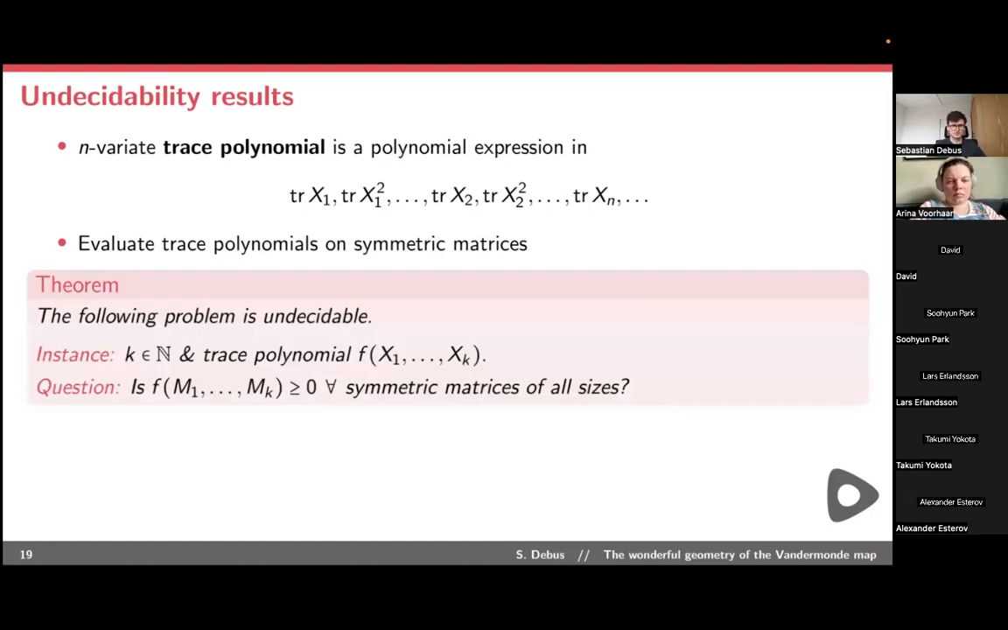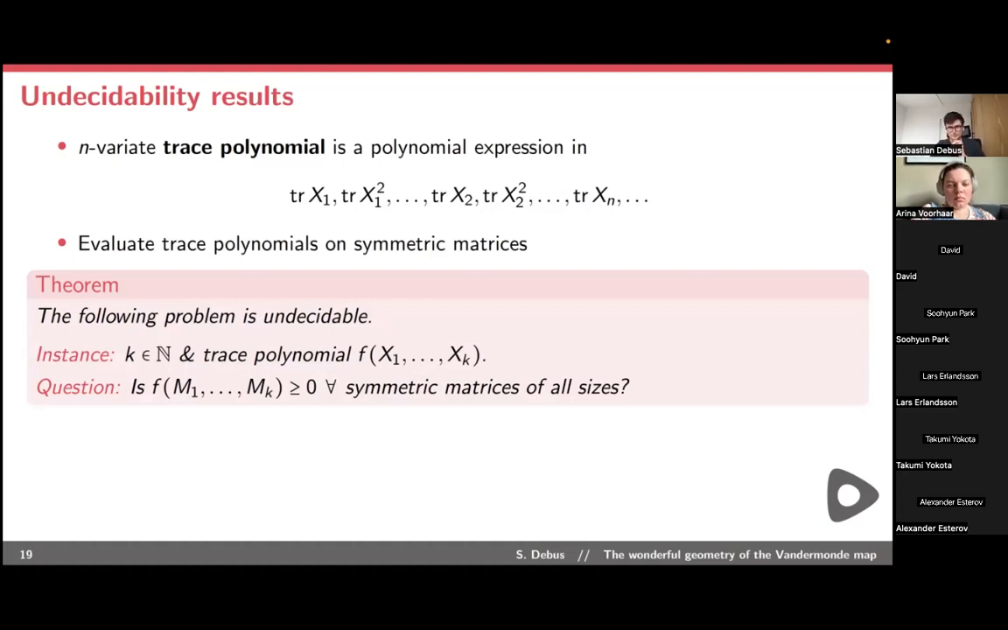And what we prove is that the following decision problem is undecidable. Your input is an integer k, which is the number of matrix variables, and a trace polynomial, and then you ask whether this trace polynomial is non-negative for any symmetric matrices of all sizes. When you don't go to arbitrary sizes, then this is decidable because you have a semi-algebraic set, and there you have some arguments for this. These are standard tools, and here this really occurs at infinity.